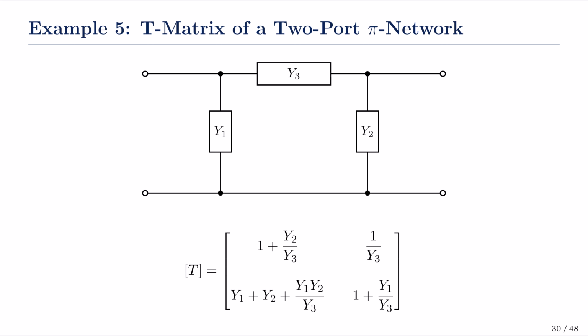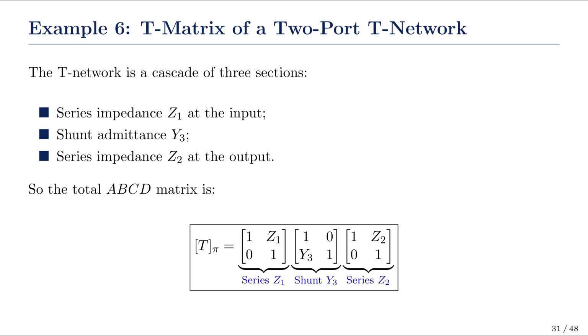This expression will also be useful when comparing the pi network with its dual T network configuration. We now turn to example 6, the transmission matrix of a 2-port T network. The T network is also a cascade of 3 elementary sections: a series impedance Z1 at the input, a shunt admittance Y3, and a series impedance Z2 at the output.